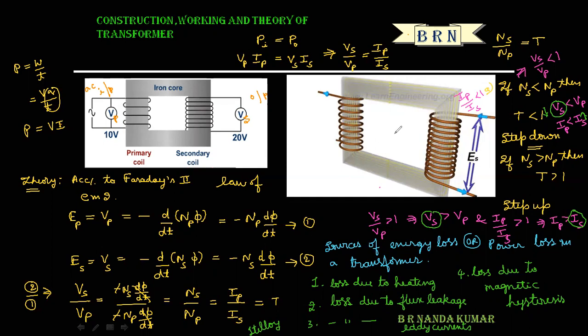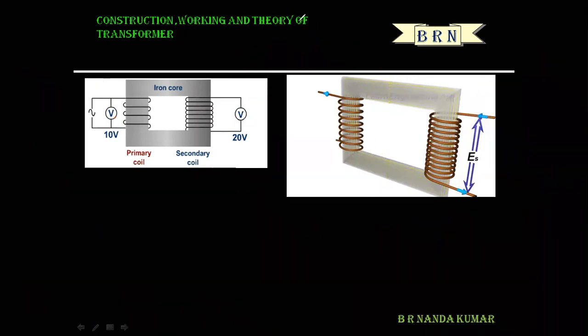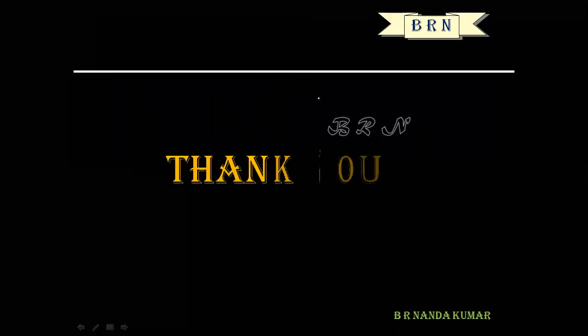So what is the principle behind the working of a transformer? It is mutual induction. And these are the sources of energy loss: loss due to heating, flux leakage, eddy current, and magnetic hysteresis. Okay, thank you.